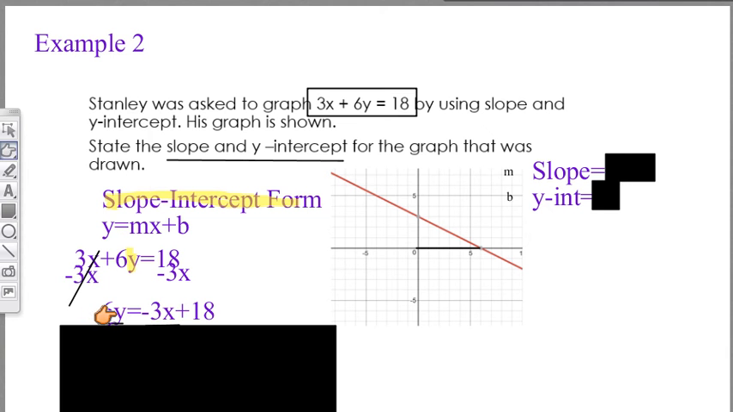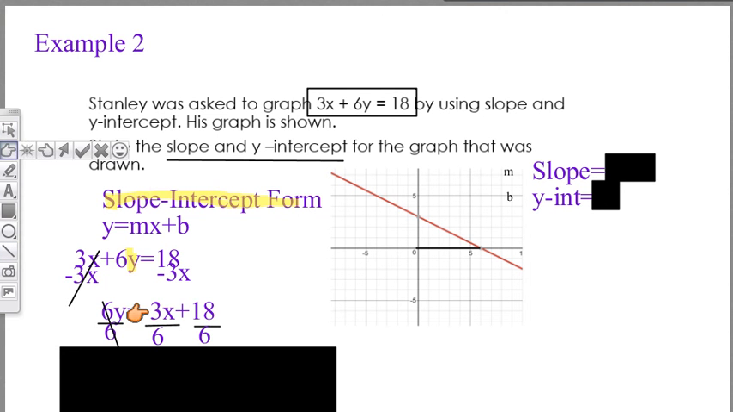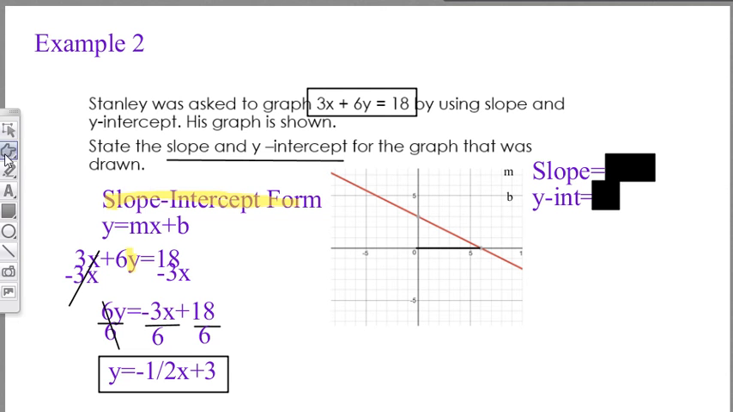Now I have 6 times y. To undo multiplication, we divide. So I divide everything by 6. My 6's here cancel. And then I have negative 3 over 6. That turns into negative 1/2. And then 18 over 6 is 3. So this is my simplified equation. I've taken my equation from standard form into slope-intercept form. Okay?